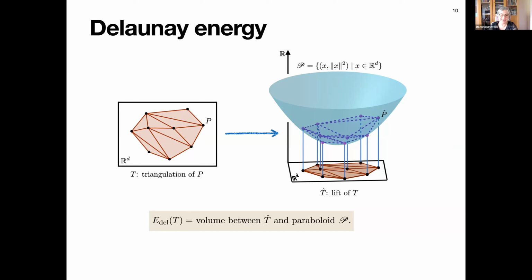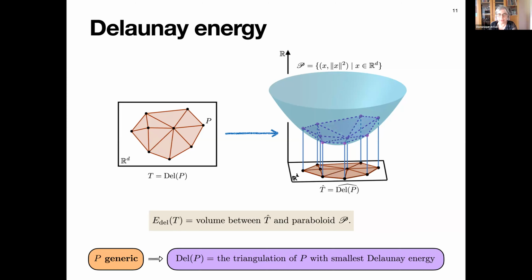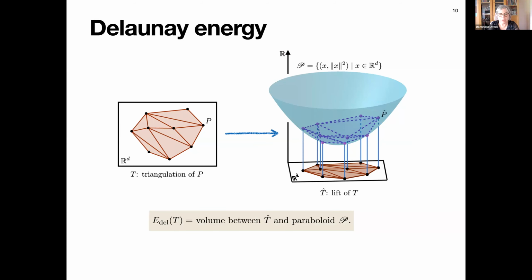Okay. And so we take the point set P, we project vertically those points onto the paraboloid, and we get a set of lifted points. And then we lift the triangulation T. That is, for each simplex sigma in the triangulation T, we lift the vertices, and then the lifted simplex is the convex hull of the lifted vertices.